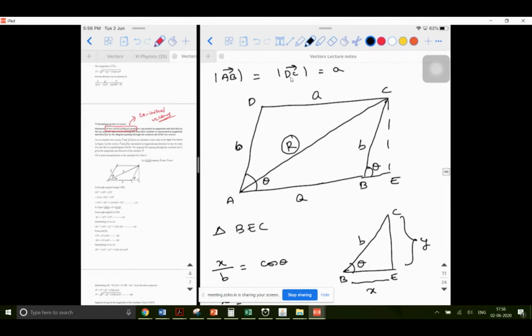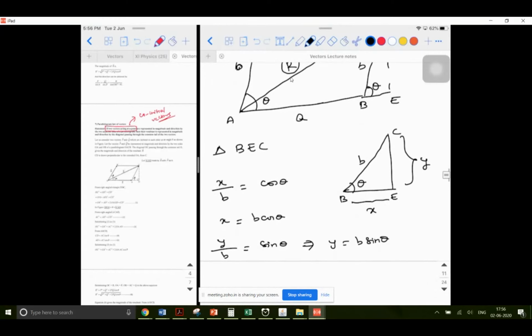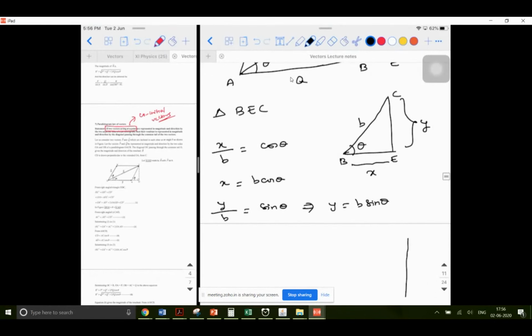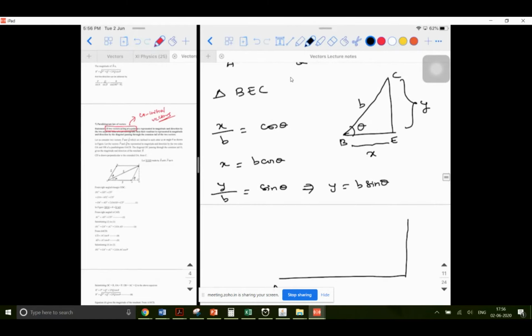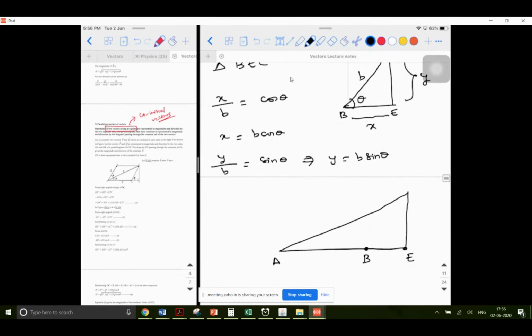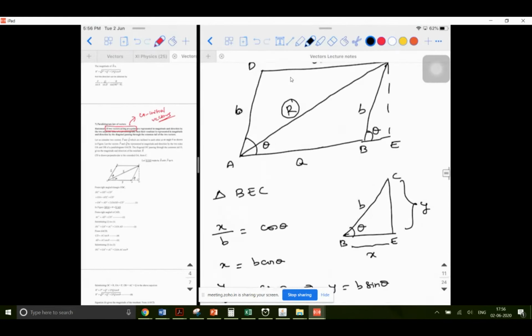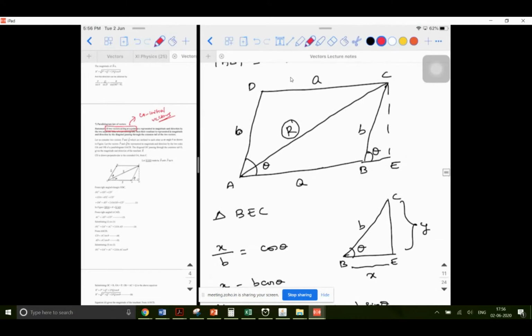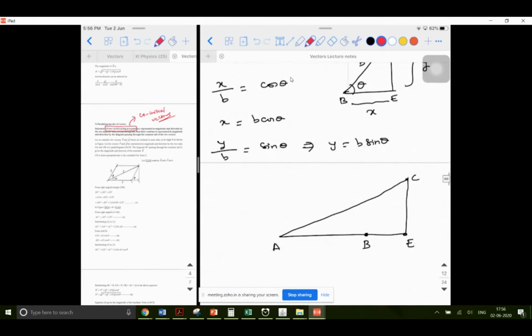What is it that I need to find? I need to find the value of R. So, for finding the value of R, I am drawing another triangle. Observe. I am taking this point as A, this point as B, this point as E, and from A to the point C. So what I've done is, I've taken only this part of the diagram. If I take this part of the diagram, can I draw it like this?